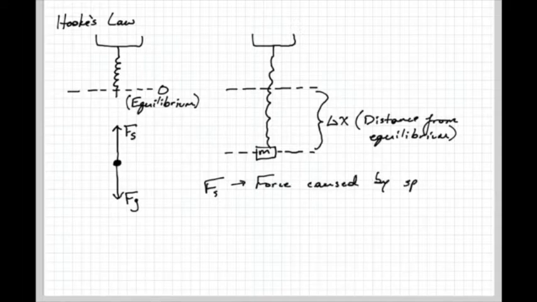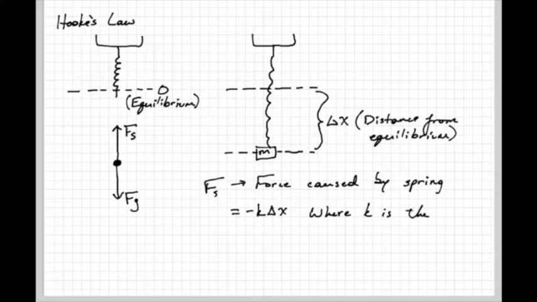And that spring force is trying to fight against gravity. Okay? Now Hooke's law tells us that this spring force is equal to negative k delta x. Now what is delta x? That is our distance from equilibrium, and k is what we refer to as a spring constant. Okay? It is a property of the spring.